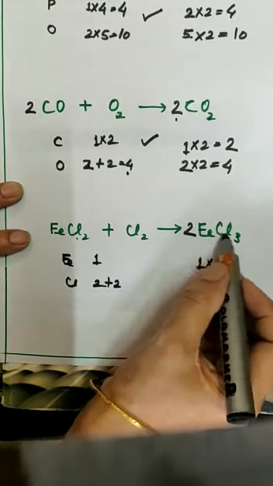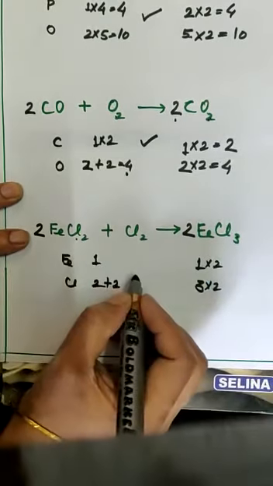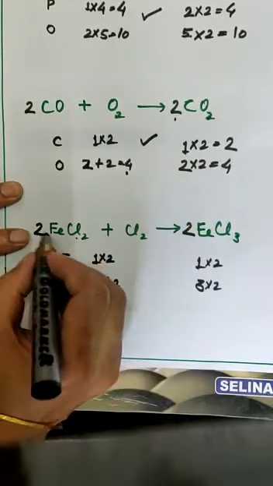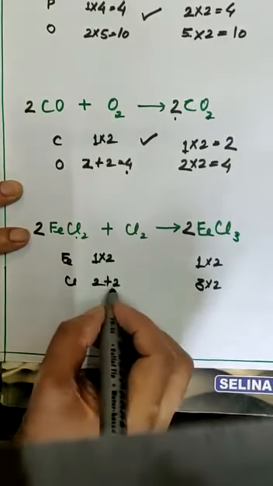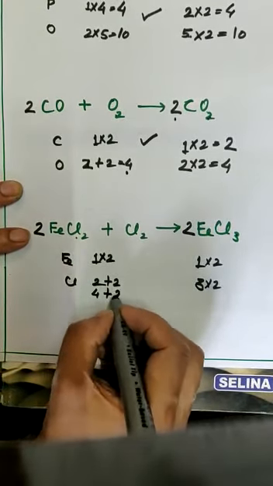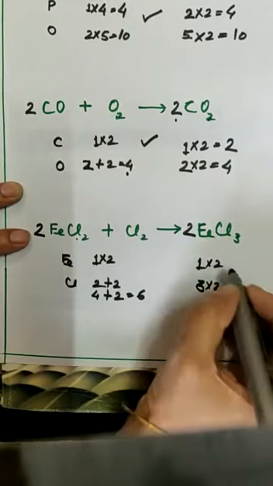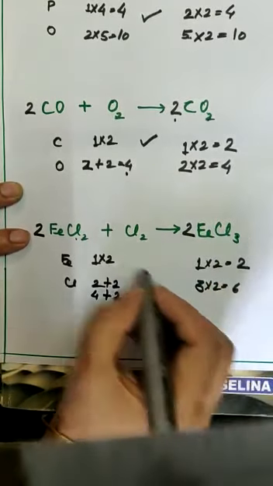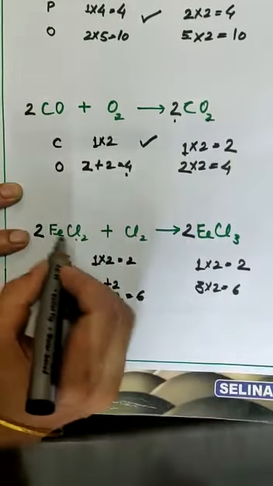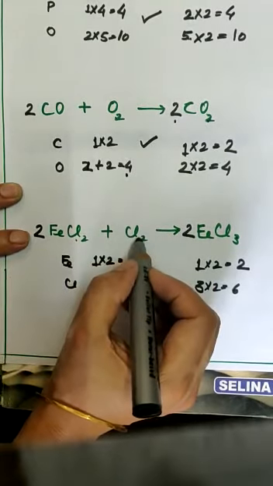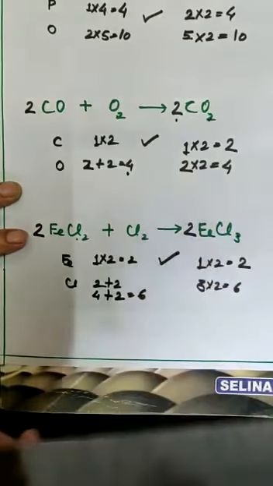Now can we balance these two numbers this side? Of course we can, because if we write here 2, then iron becomes 2. At the same time, chlorine has become 2 into 2, 4, and here 2. So not 2 plus 2, but now it is 4 plus 2, that is 6. And this side it is already 3 plus 2, that is 6, and here 1 into 2, that is 2. It means now 2 iron atoms, 2 iron atoms, 2 into 2, 4 chlorine plus 2, 6 chlorine, here 2 into 3, 6 chlorine. So this is a balanced equation.